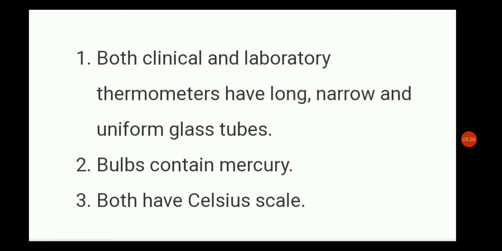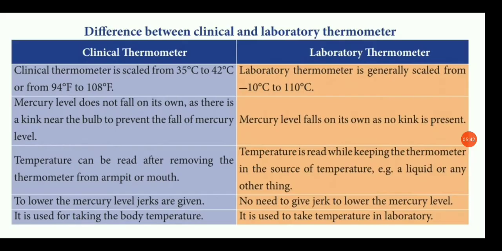Second point, bulbs contain mercury. Both have a bulb, and both have mercury content. Third one, both have Celsius scale. So both have Celsius scale readings. We'll see the differences. The difference between clinical and laboratory thermometer.